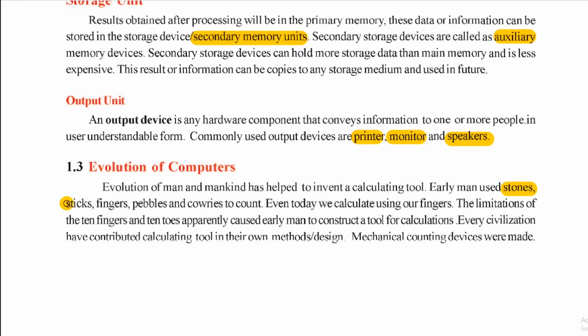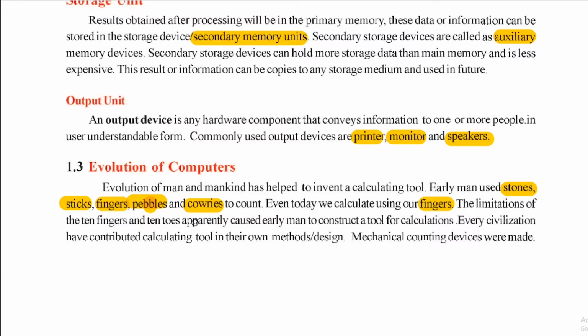We use stones, sticks, fingers, pebbles, and then he covers to count. And later on what happens? Even today we are calculating using our fingers. Whenever asked something like the mathematics you learned in primary school, 10 in the mind, 2 in the 4, you make calculation with fingers. Still we count. But the limitation is only 10 fingers and 10 toes.